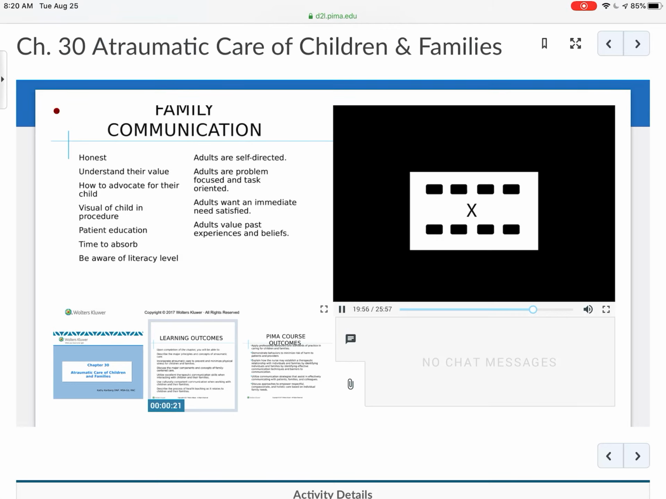Adults are self-directed, so don't treat a parent as not knowing what's going on. They're task-oriented, and they want their needs satisfied. So if their child's sick, they want someone in there right now. They want the care to start. So, and they do reflect on their past experiences.